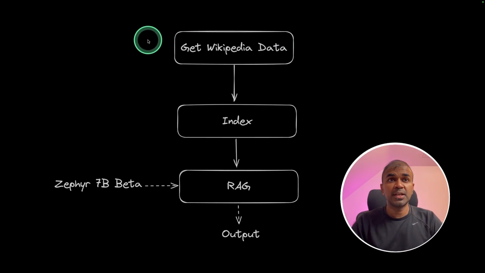So firstly, we are going to get articles from Wikipedia, then index those articles, then provide context to the Zephyr large language model, and then process the output. Now we are going to code this.